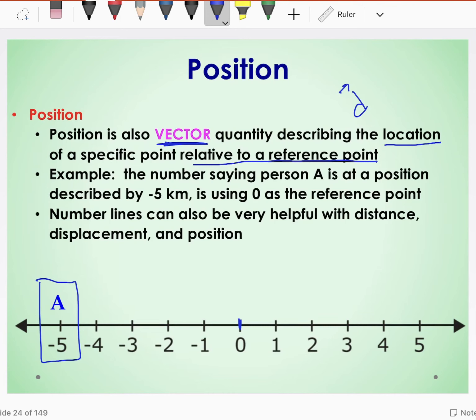That's different than just saying person A walked 5 meters left, because that's not saying a position, that's describing movement, but we don't know in relation to what reference. So when the word position is used, it is using a 0 as a reference point. Now oftentimes with distance, displacement, position, it is really helpful to draw yourself a little picture or a number line to help you picture things.